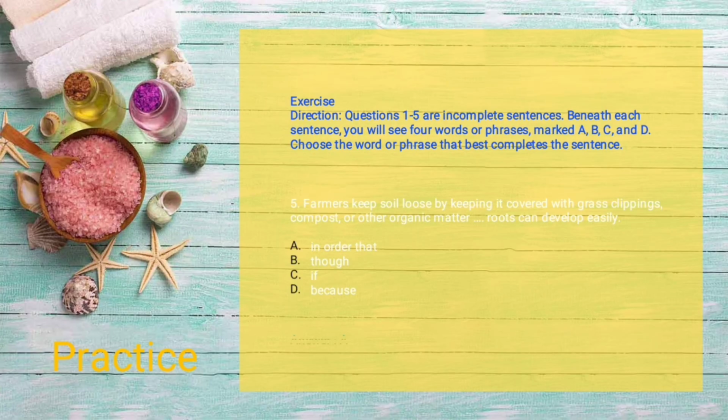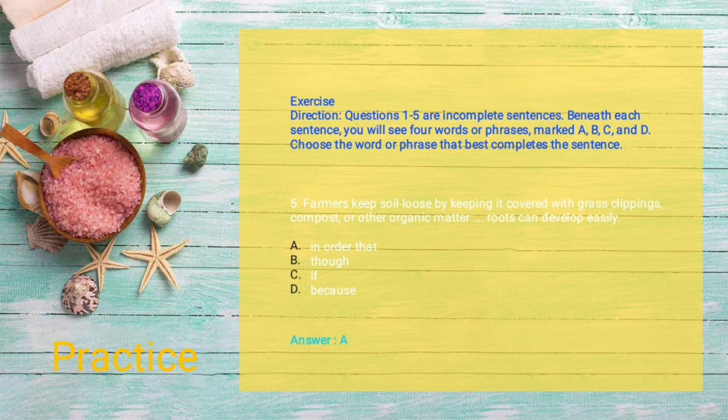Number 5. Farmers keep soil loose by keeping it covered with grass clippings, compost, or other organic matter blank roots can develop easily. A, in order that. B, though. C, if. Or D, because. Okay, answer it. Time is up. The answer is A, in order that, because it shows the reason in adverb clauses.